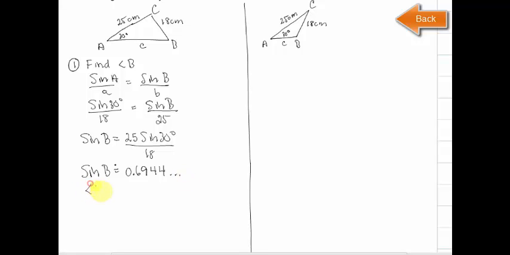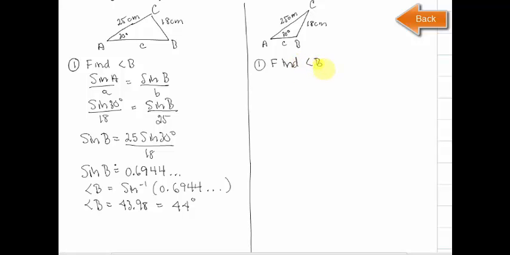And so when I work out angle B, remember you need to use the inverse of the sine, and you get that angle B is approximately 43.98, which rounds off to 44 degrees. Okay, so we're going to find angle B on this triangle too.